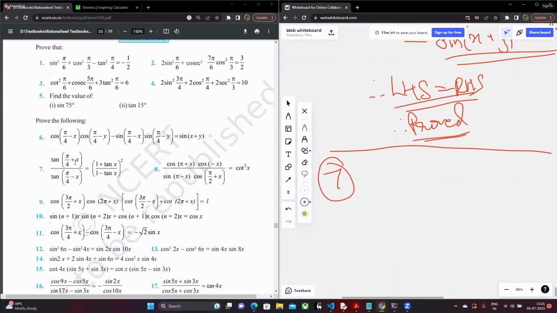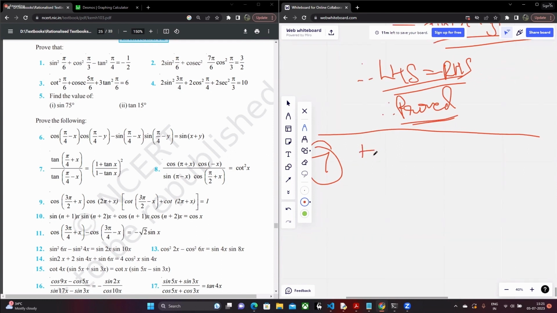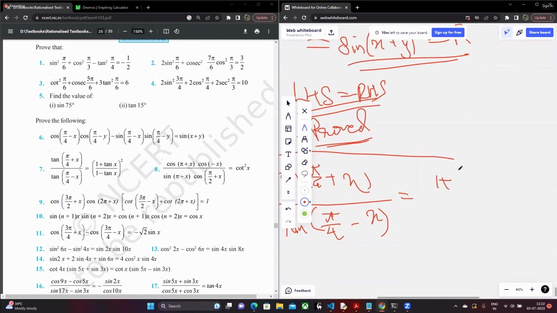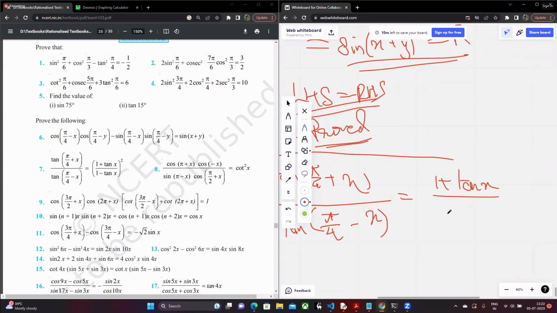Tan pi by 4 plus x by tan pi by 4 minus x is going to be equal to 1 plus tan x divided by 1 minus tan x, the whole square. Right? Just give me a second, the mouse is not working. Yeah. Right. Tan of pi by 4 plus x divided by tan of pi by 4 minus x is equal to 1 plus tan x by 1 minus tan x, the whole square.